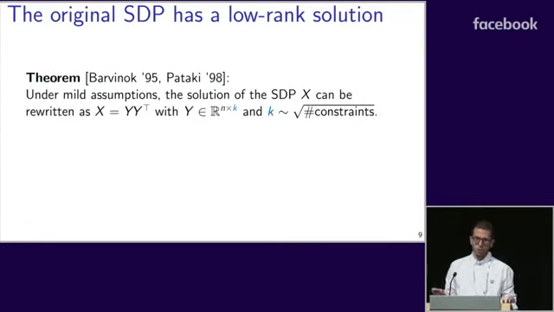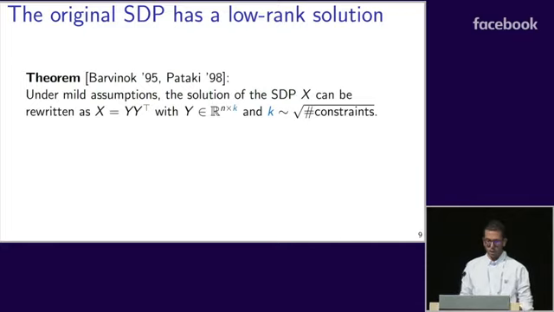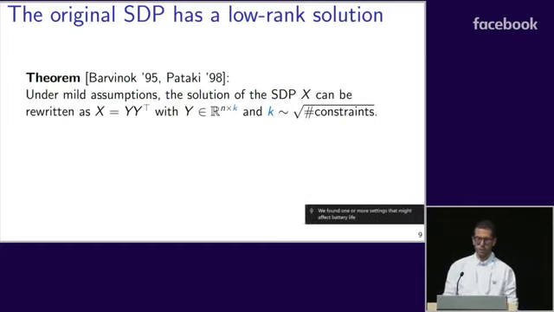So how can we choose k? There is a theorem by Barvinok and Pataki from the 90s saying what is the right choice of k in general. Under my assumptions, the solution of the semi-definite program X can be rewritten as X equal to YY transpose, and Y here is of size n times k. And k here is of the order of the square root of the number of constraints.